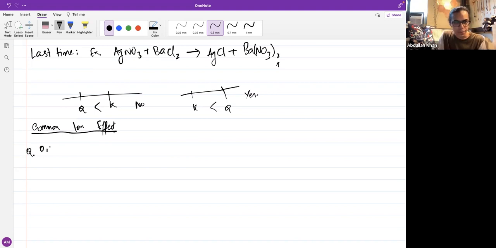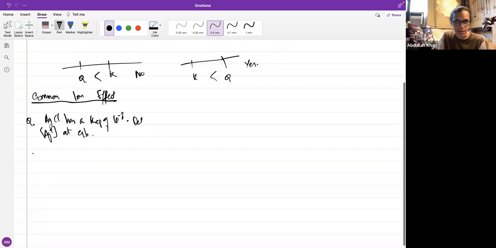0.5 molar AgCl. AgCl has a Ksp of 10 to the negative 8. Determine the Ag plus concentration at equilibrium. All right, this you've done before. This is not common ion effect.